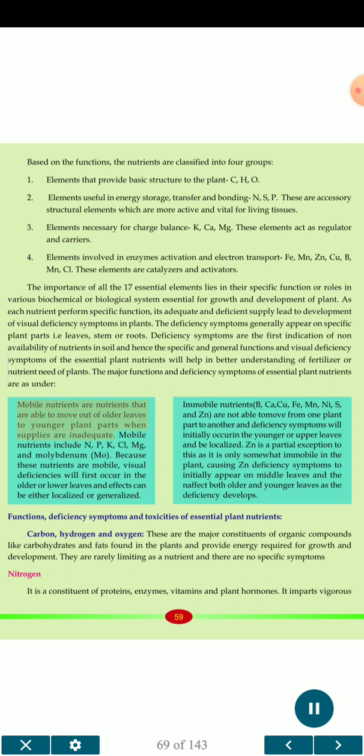It imparts vigor. Mobile nutrients are nutrients that are able to move out of older leaves to younger plant parts when supplies are inadequate. Mobile nutrients include N, P, K, Cl, Mg, and molybdenum. Because these nutrients are mobile, visual deficiencies will first occur in the older or lower leaves and effects can be either localized or generalized.